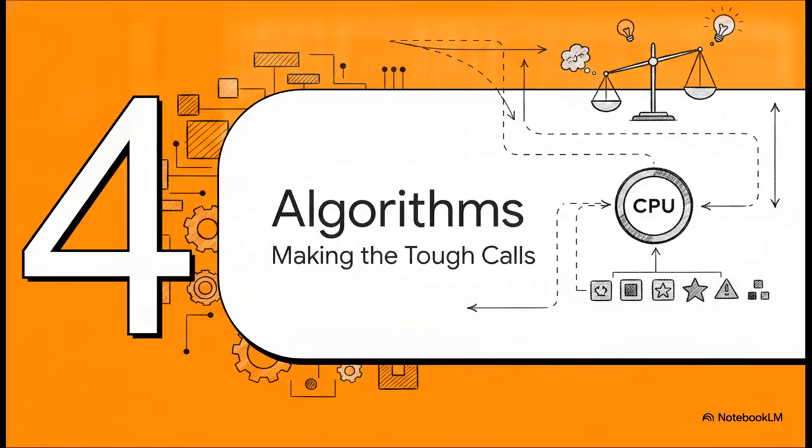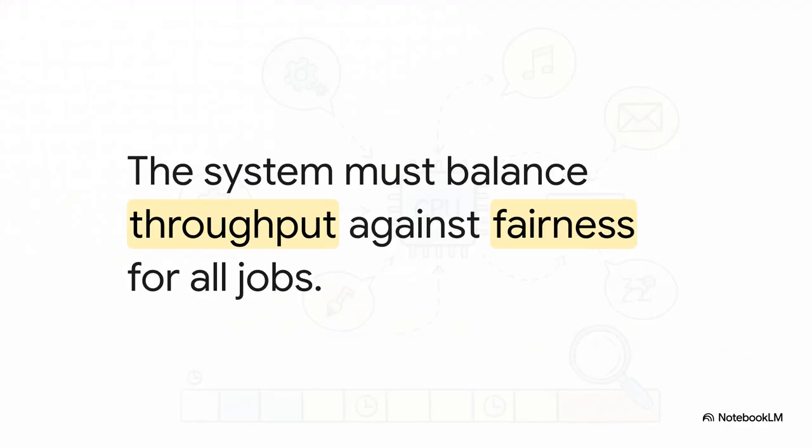Which brings us to part 4, the CPU scheduling algorithms. Time to make the tough calls. Here's the core issue, known as the scheduler's dilemma. The system has to constantly trade off maximizing throughput and CPU efficiency against minimizing wait times and ensuring fairness for all jobs. You can't have it all. If you favor one type of task to push maximum data through, you're going to penalize a user who just wants a quick response. It's a continuous, brutal balancing act for system designers.